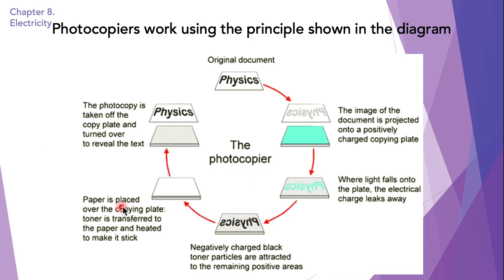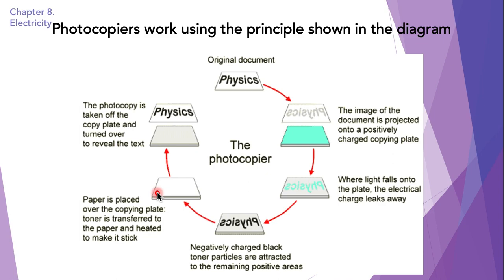After this, a paper is placed over this copying plate and the toner gets transferred to the paper. So the toner is transferred to the paper and heated to make it stick. So that is how we get the photocopy, which is then taken off the copy plate and turned over to reveal the text. So this is the amazing photocopier.